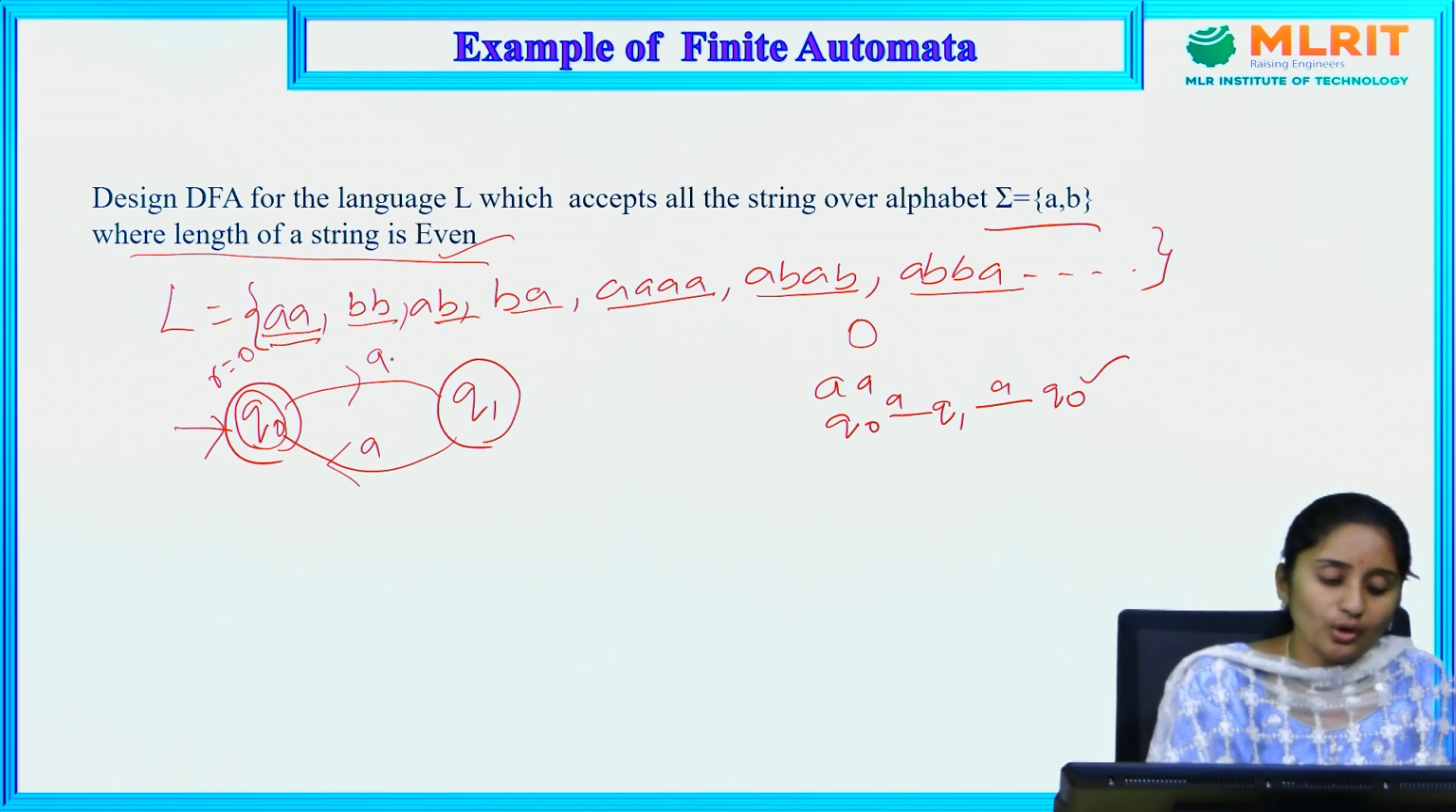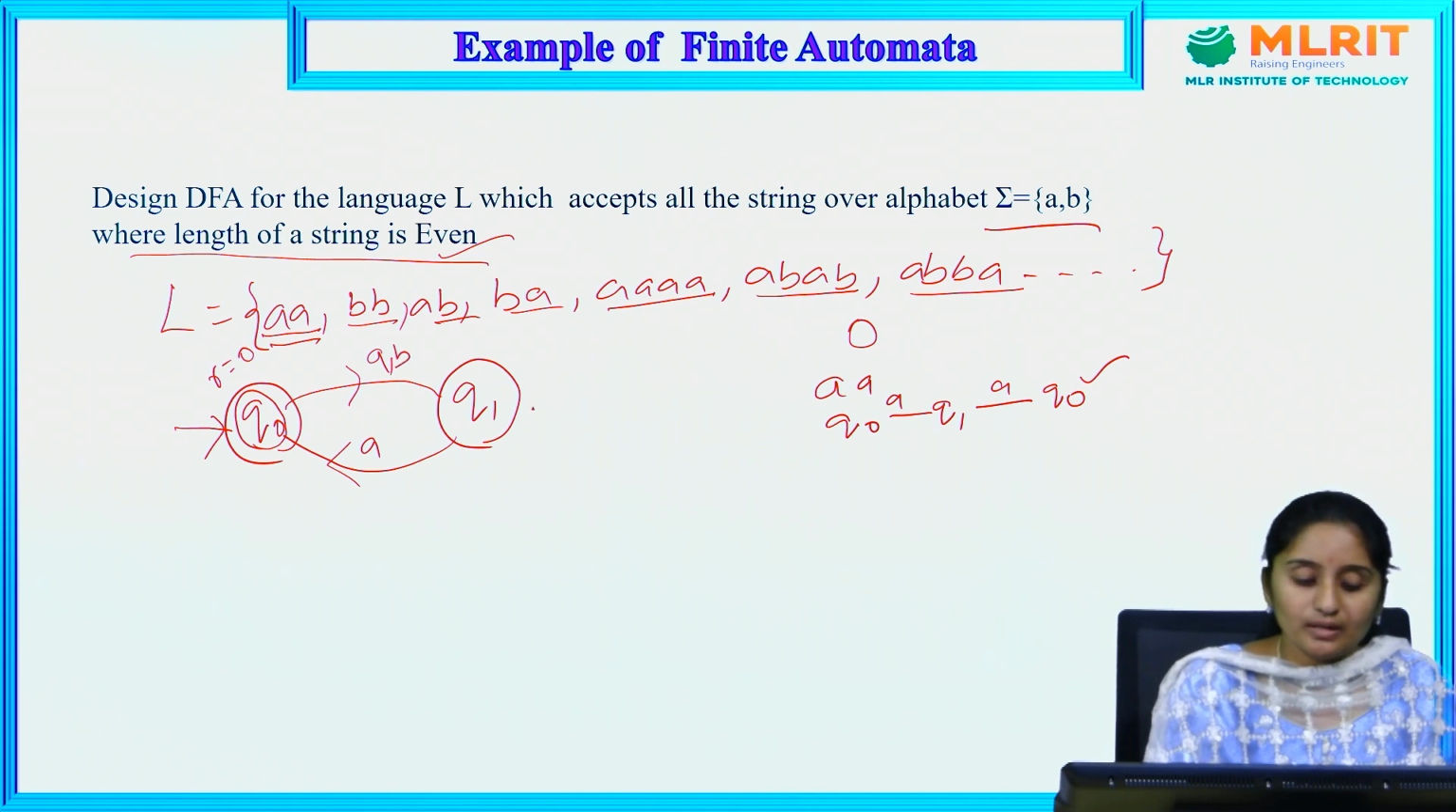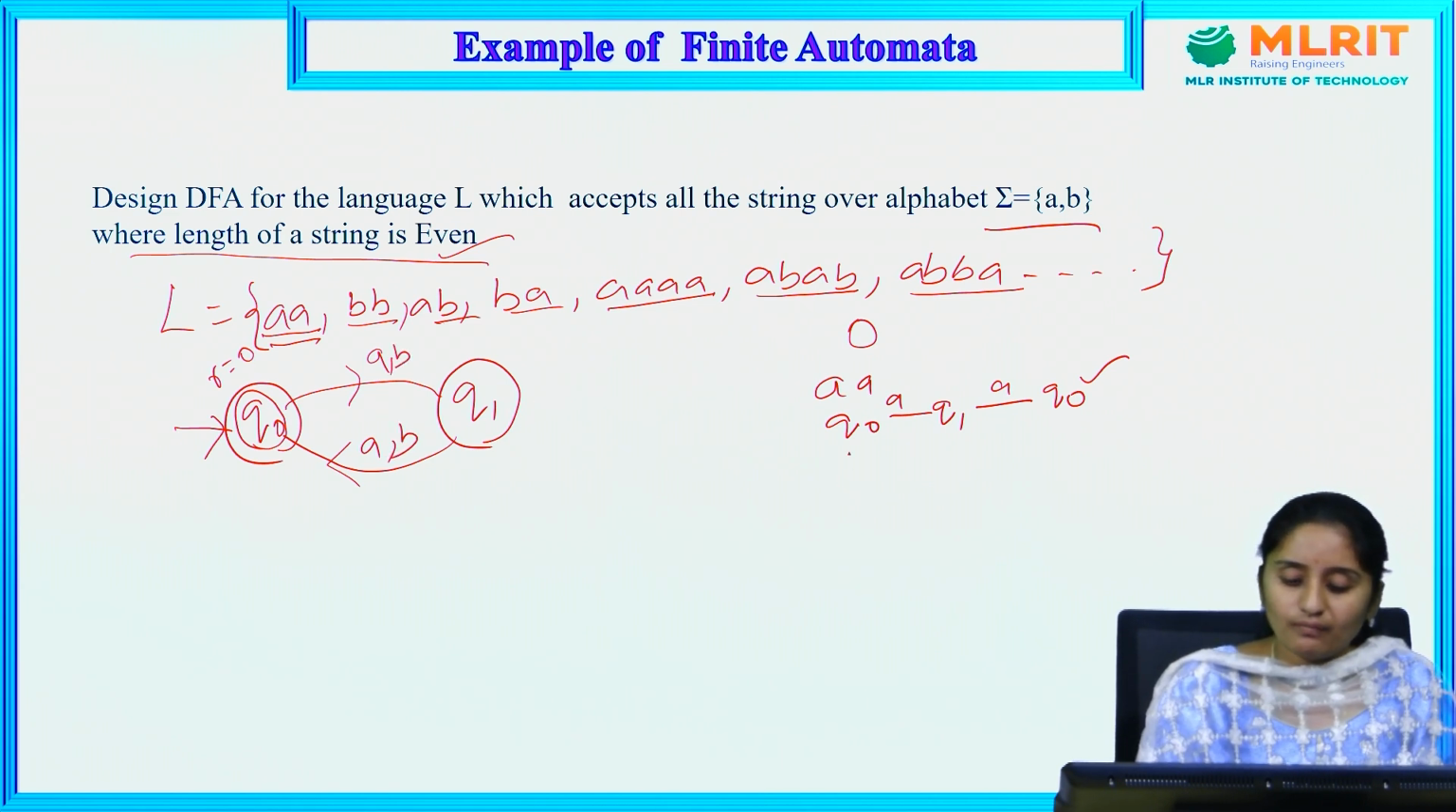Q0 on B, it is moving to Q1. Q1 on B, it is moving to Q0. Check whether the string is accepted. BB: Q0 on B, Q1; Q1 on B, Q0. This string is also accepted.